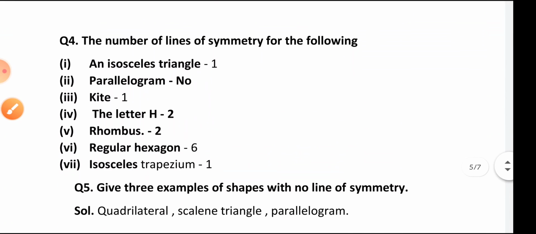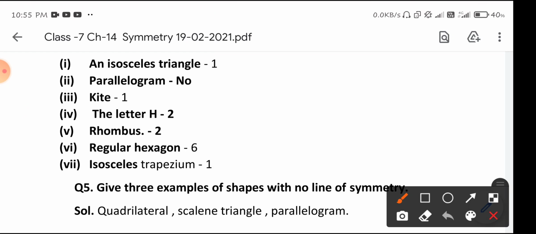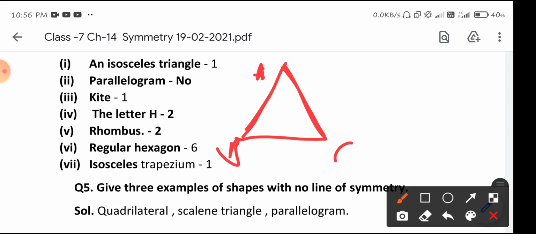Now in question number 4, the number of lines of symmetry for the following. First one, isosceles triangle. Isosceles triangle means in which two sides are equal. So here in triangle ABC, AB and AC are equal but the base is different. So in how many parts can we divide it, only from the center, so that our triangle will be equal.